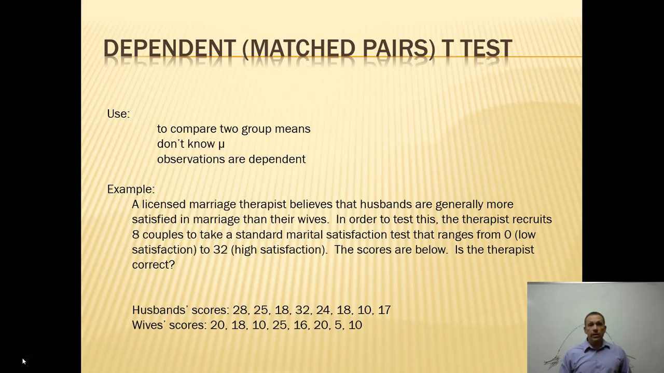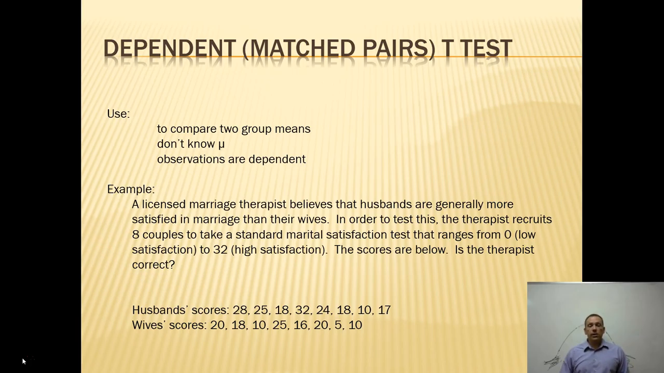So take this example that I have here on the screen. Let's take this scenario. We've got a licensed marriage therapist who believes that husbands are generally more satisfied in the marriage than the wives. And in order to test this, the therapist recruits 8 different couples to take a standard marital satisfaction test that ranges from 0 to 32. We've got the data below. You can kind of look and see what you think, sort of eyeballing it. But again, as we've done before, we want to know, is the therapist's hypothesis correct?